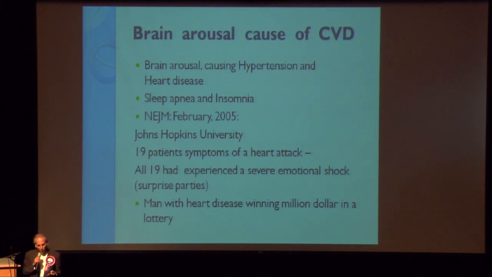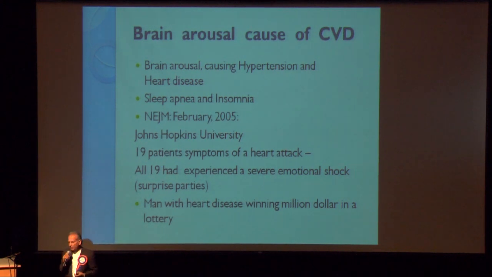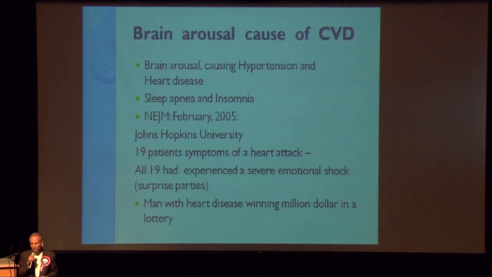So she brought him, and they did a little praying together. Then the father broke the news. What would you do if you got $1 million in the lottery? The man looked at the father and said, Father, if I get $1 million in the lottery, I'll give your church and you $100,000. And guess what happened? Any guess? The priest got a heart attack. So that is the story of brain arousal. It's a very, very important story.